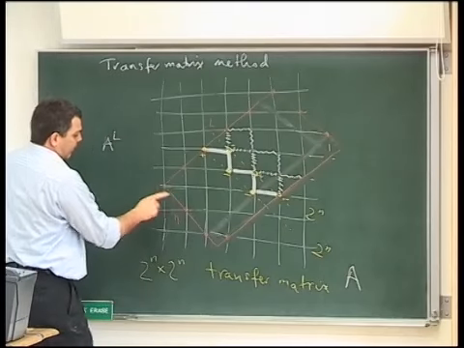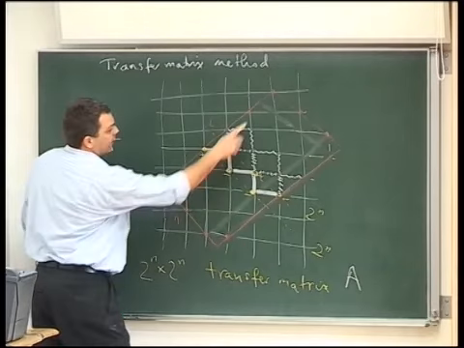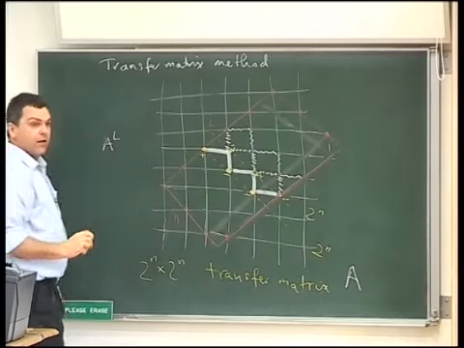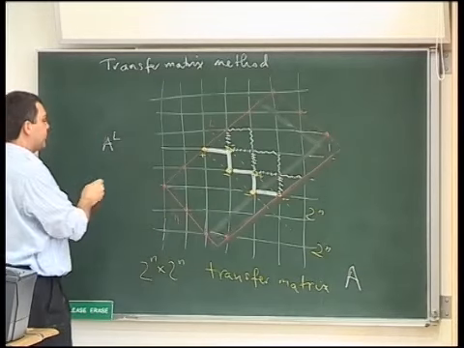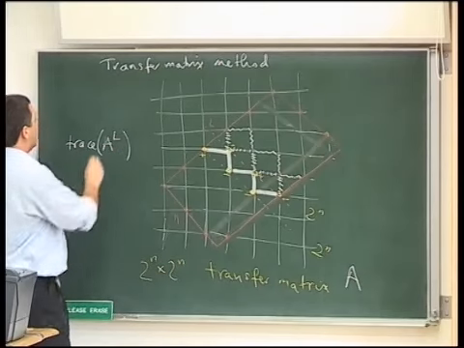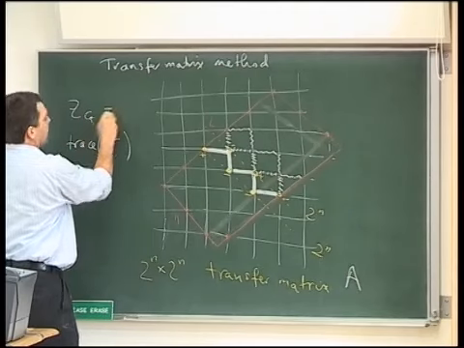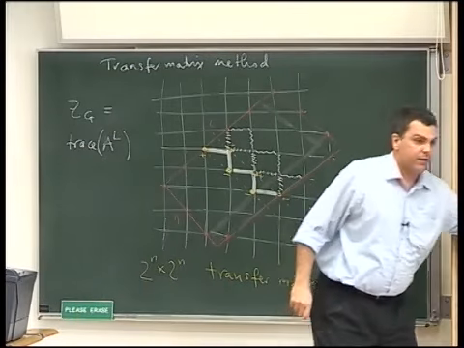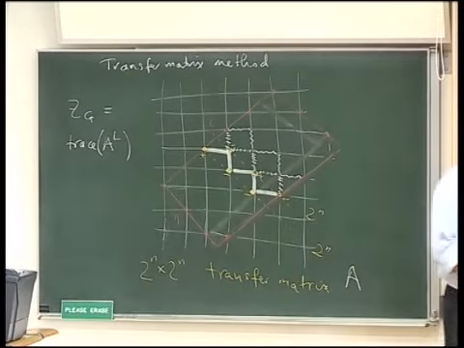But if we're assuming that I've identified this end with this end, then the spins here have to be the same as the spins here. And you can guarantee that algebraically by taking the trace of this. And this, if you work out the linear algebra, is exactly the partition function here. So this changes the game now a little bit.